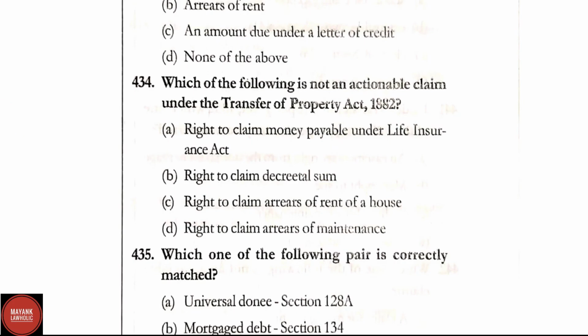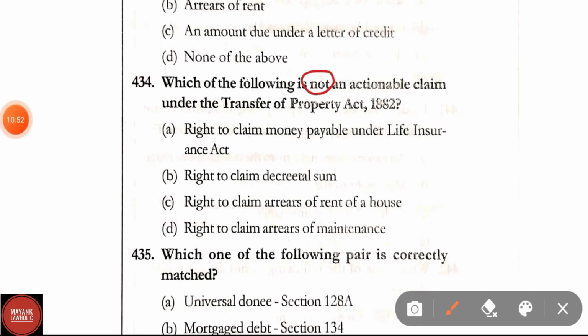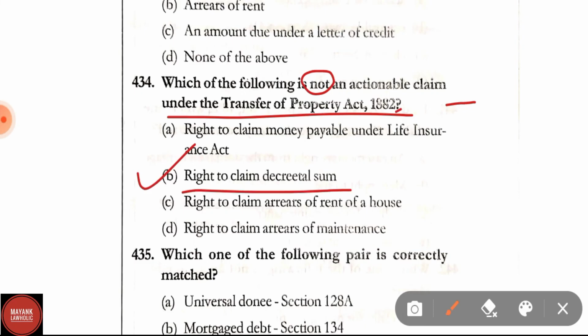Question number 434. Which of the following is not an actionable claim under the Transfer of Property Act 1882? Options are right to claim money payable under Life Insurance Act, right to claim decretal sum, right to claim arrears of rent of a house, right to claim arrears of maintenance. Correct answer is option B. Right to claim decretal sum is not an actionable claim.